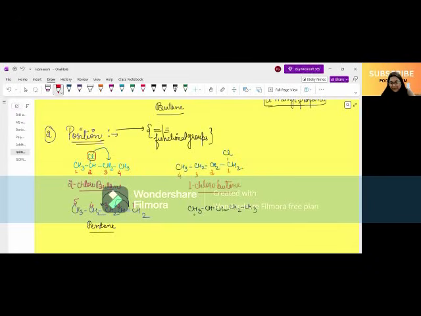Right. So yeah, I will number it from here. 1, 2, 3, 4, 5. So now the double bond is coming at the second carbon. So it will be pent-2-ene. Right?